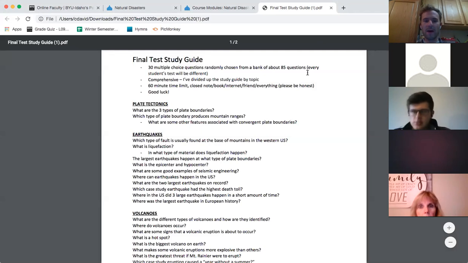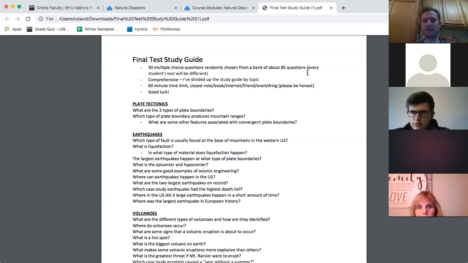And with that, just a couple of things. The tests are 30 multiple choice questions, randomly chosen from a bank of questions. It's comprehensive. So this study guide, what I've done with this is it's just broken up by topic. With the test, it's going to be a 60-minute time limit. Closed notebook, internet, neighbor, everything.